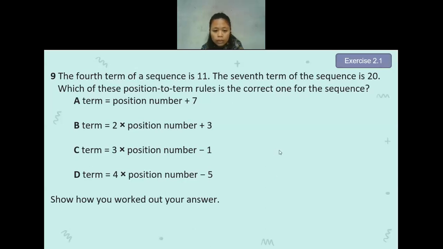Someone said that it will be C. Let us check if C is really the correct answer. So let us check what is the 11th term of the sequence for letter C. What is the 11th term for part C? Anyone want to help me?